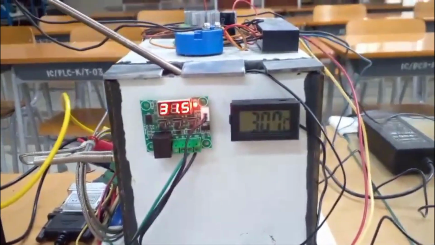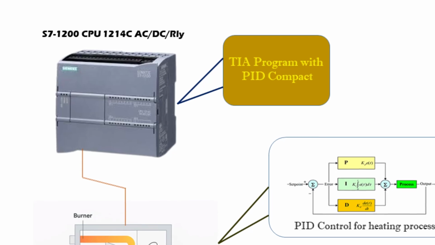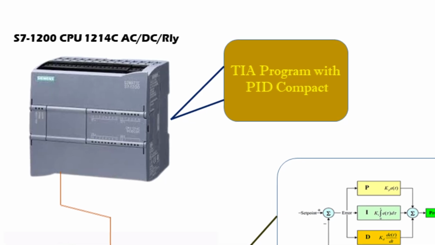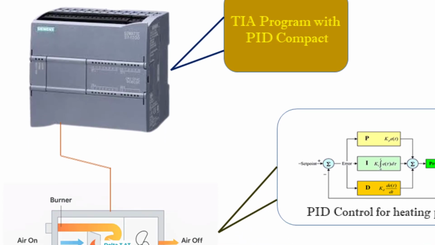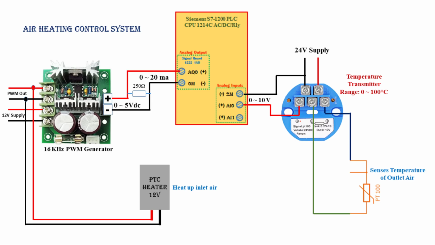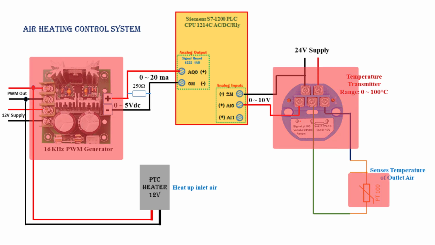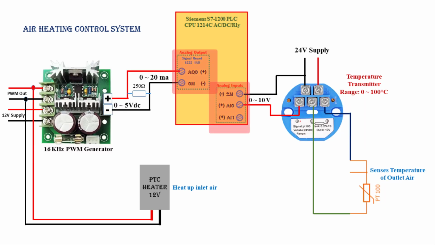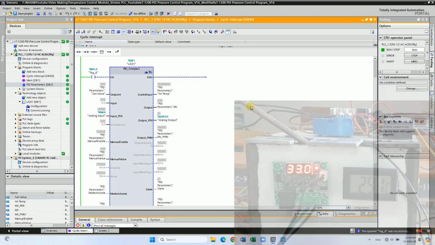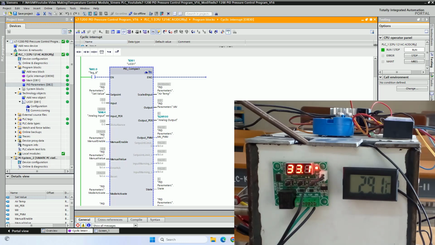In this session, I am going to show you how you can create a PID program for Siemens S7-1200 series PLC, and using this PID program, you can control the temperature of a process for an air heating system. In this video, you will go through the process of interfacing control elements with the S7-1200 PLC, configuring PLC input-output channels with respect to these control elements, as well as creating a PID control program using TIA Portal software, and finally perform real-time temperature control of the air heating system using this PID control program.